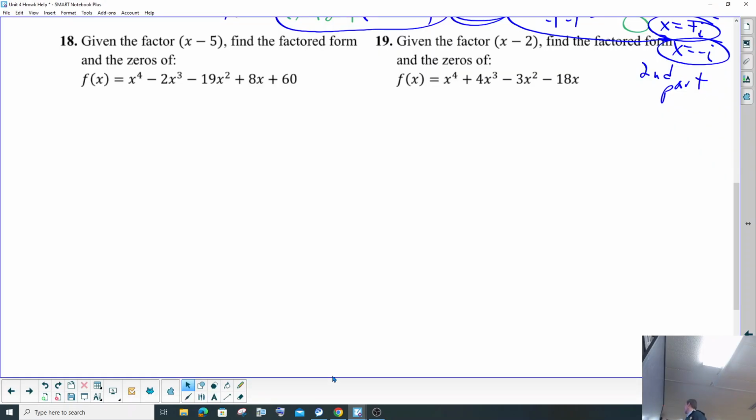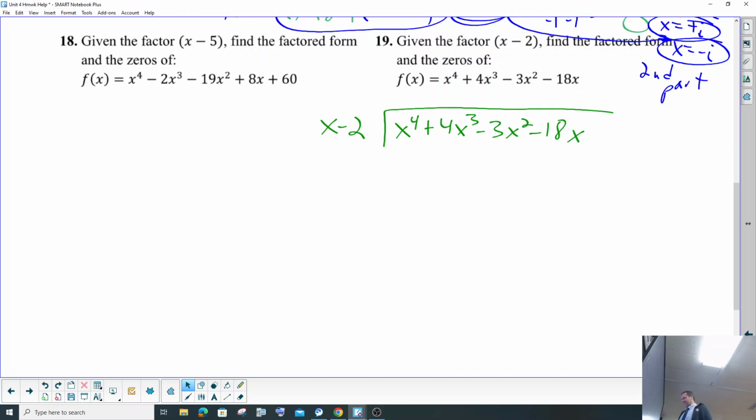Welcome back. So we're just helping you on assignment 4.2, doing some long division here and finding some roots. We did 17, so now number 19. We're given the factor x minus 2, and they want us to divide that into x to the 4th power plus 4x to the 3rd power minus 3x squared minus 18x.